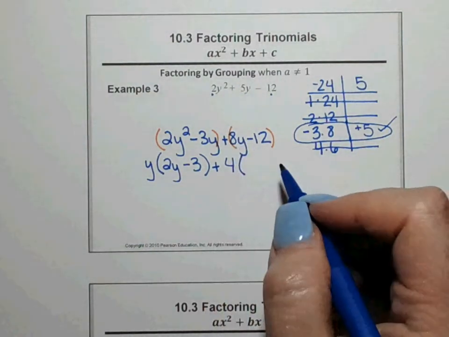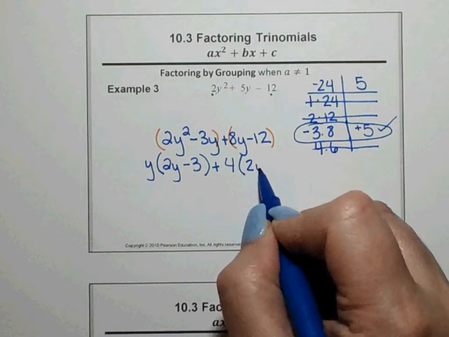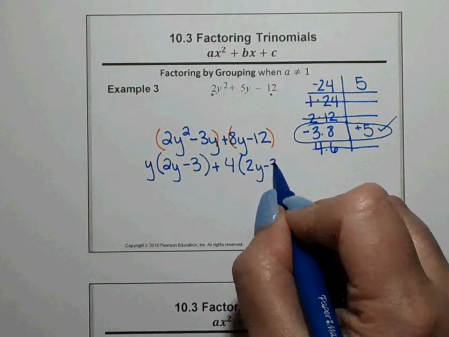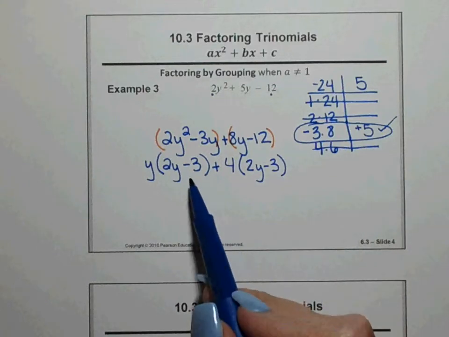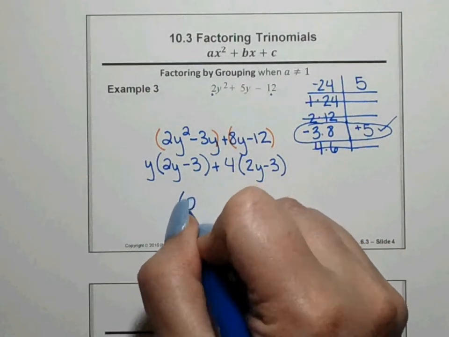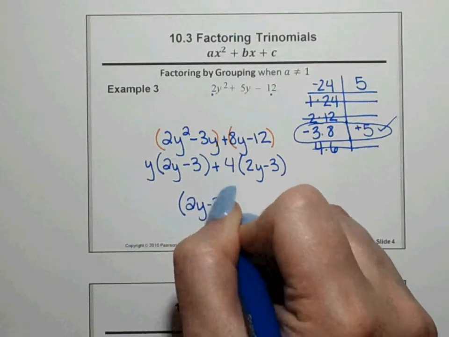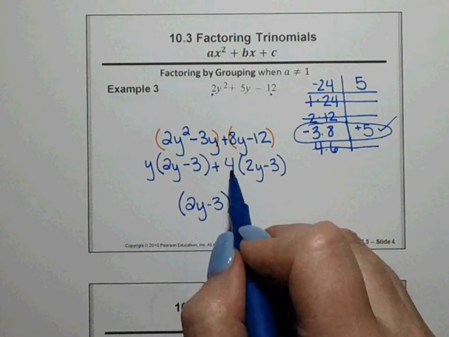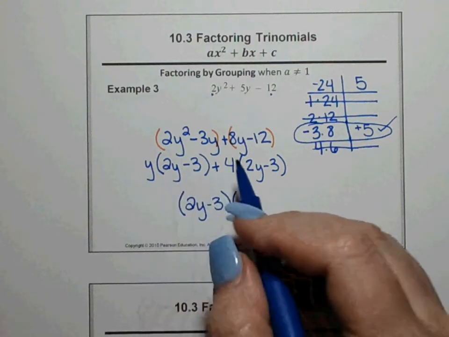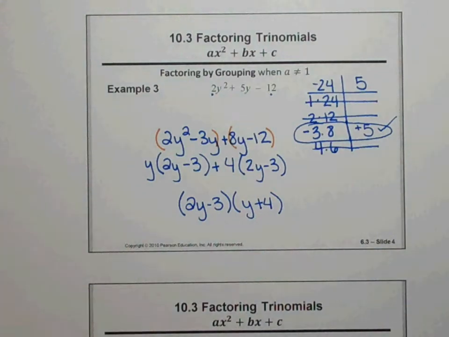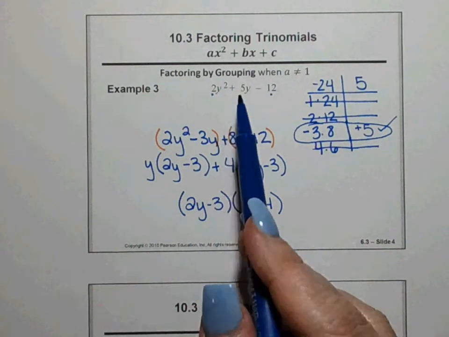4 times what will give me 8y? 2y. 4 times what gives me a negative 12? Oh, negative 3. Alright, do my parentheses match? Yes, perfect. So that first factor is 2y minus 3. The second factor comes from what's outside the parentheses, which is y plus 4. And that is the factored version of my trinomial.